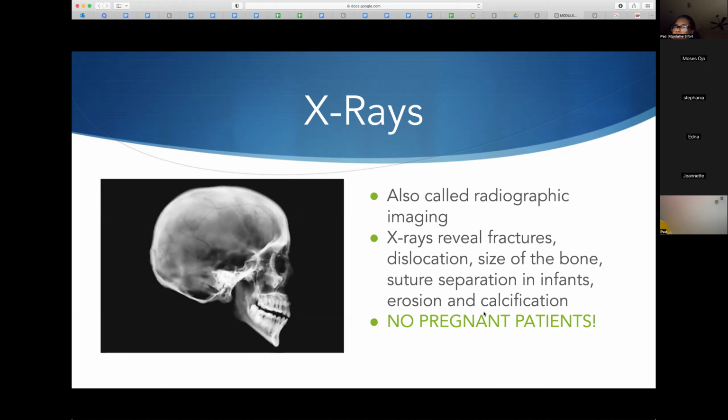But if you get the order for the X-ray and you don't have the results for the pregnancy test, you can't send her. Call the doctor and get the order if you don't have the order for urine HCG to make sure she's not pregnant.